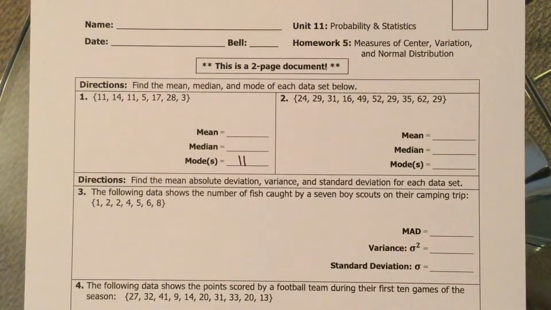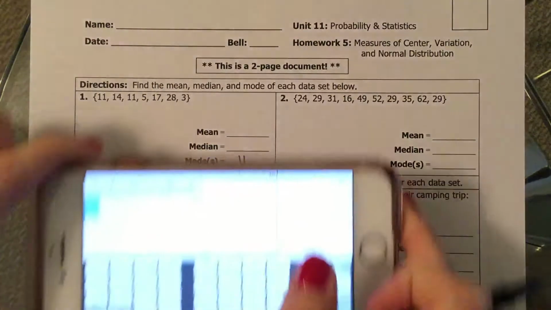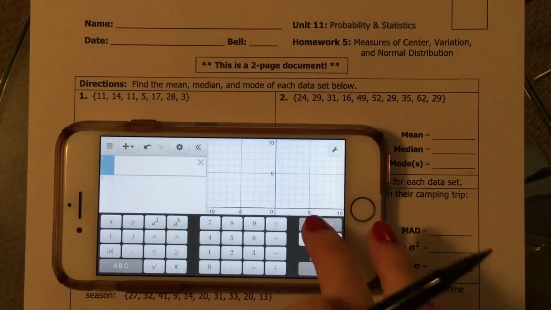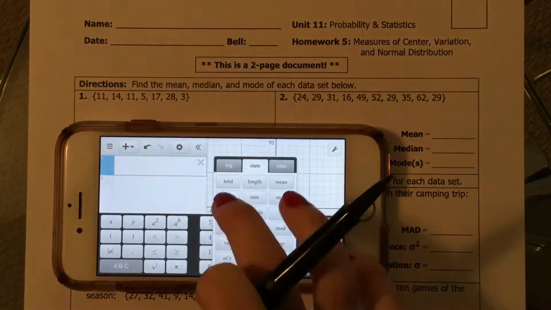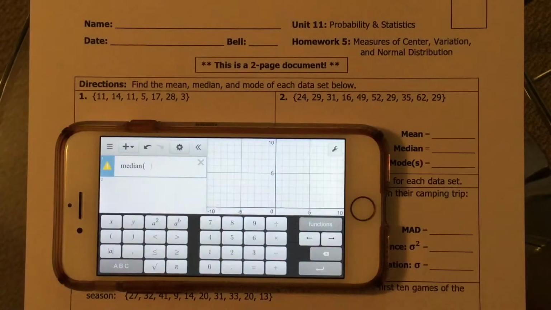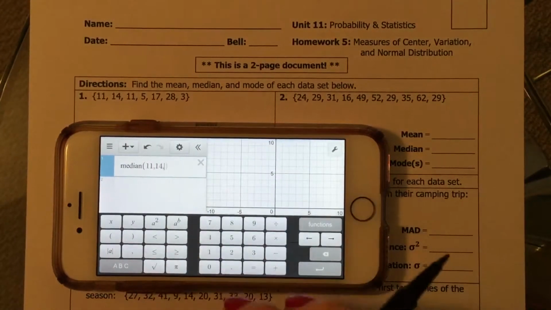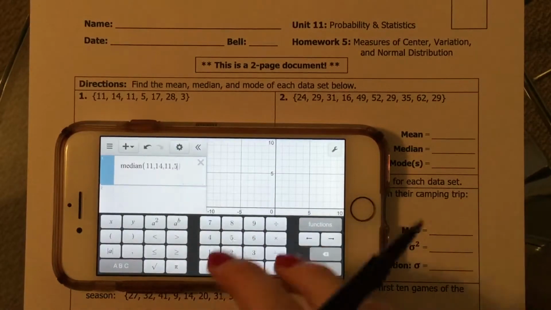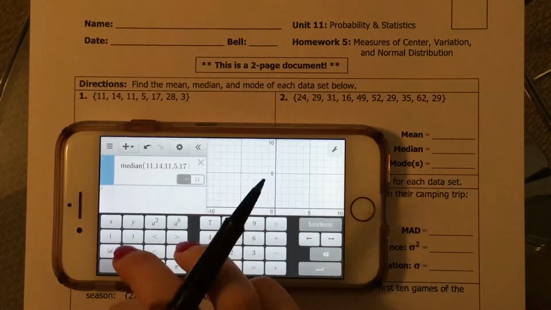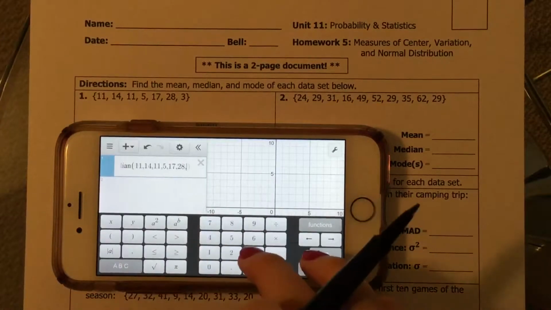And then you can get the data just off of your calculator. You can do Desmos, graphing calculator. Of course, there's always a way to do all this stuff by hand if you ever want to, or if you ever need to. Those formulas are right in the notes and you'd be able to follow those. So I'm going to show you Desmos with this one. So we've got the median, and then you can type the data set in parentheses. So 11, 14, 11 again, 5, 17, 28, and 3.